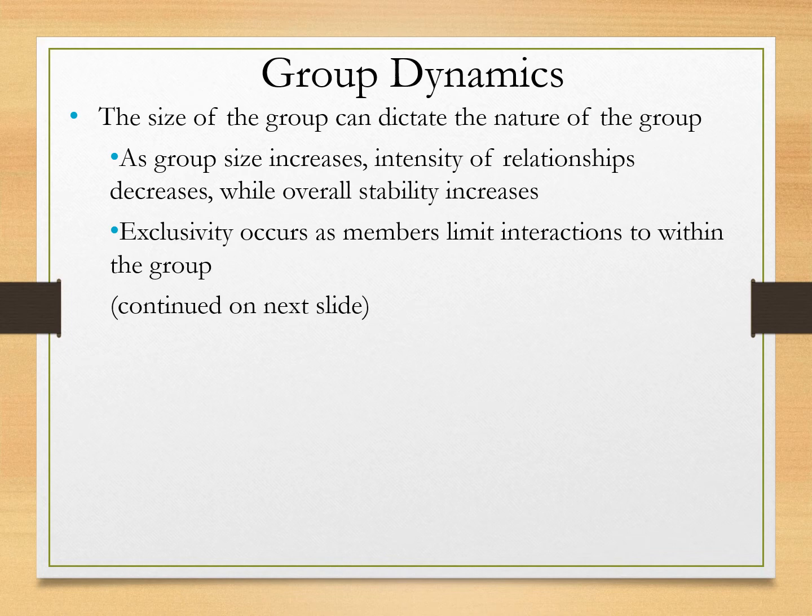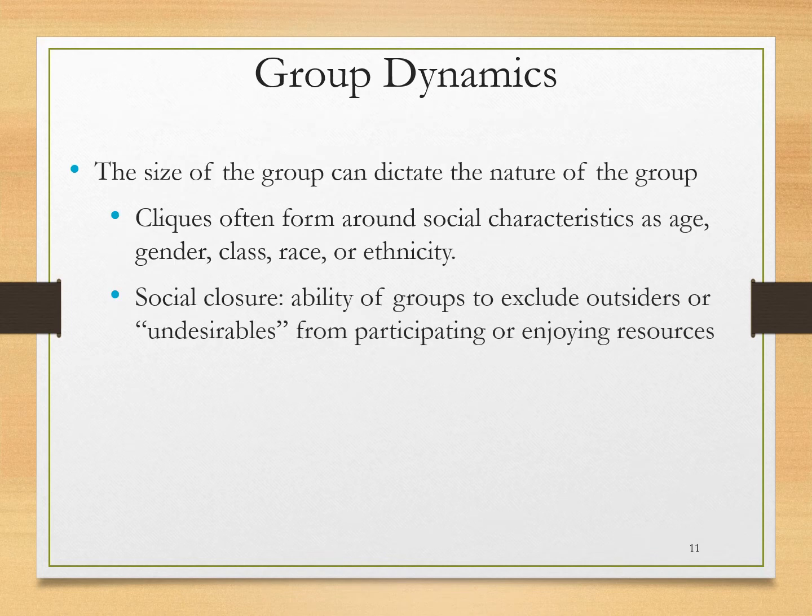So if the group is your workplace, or the people on your floor in a dorm, as the relationships continue and develop, you develop some good friends within that group. That is exclusivity. You form little cliques within the group. As I mentioned, the size of the group dictates the nature of the group. Cliques often form around social characteristics such as age, gender, class, race, or ethnicity. We humans tend to lump together with other people who are similar to ourselves.